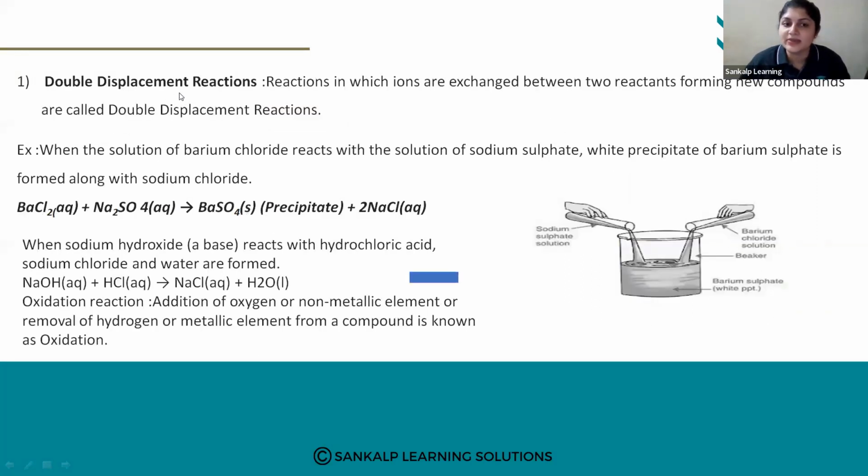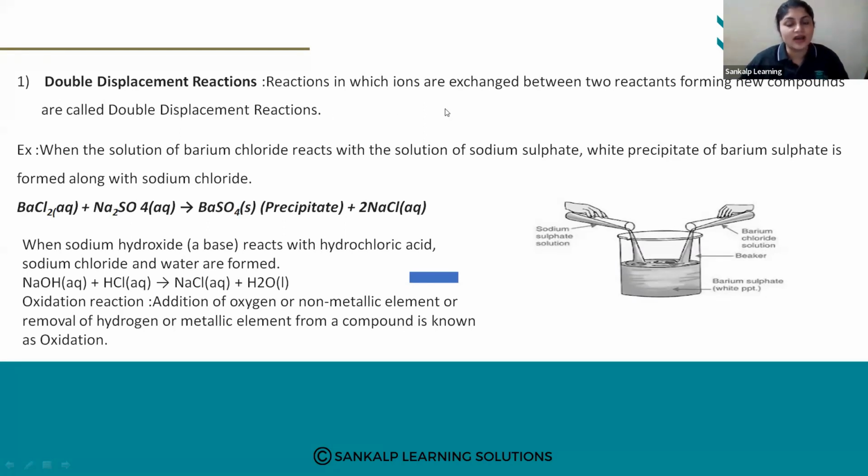Then what is double displacement reaction? In double displacement reaction, the ions are exchanged between two reactants. In this type of reaction, the ions get exchanged between two types of reactants, forming new compounds. So they are called double displacement reactions.